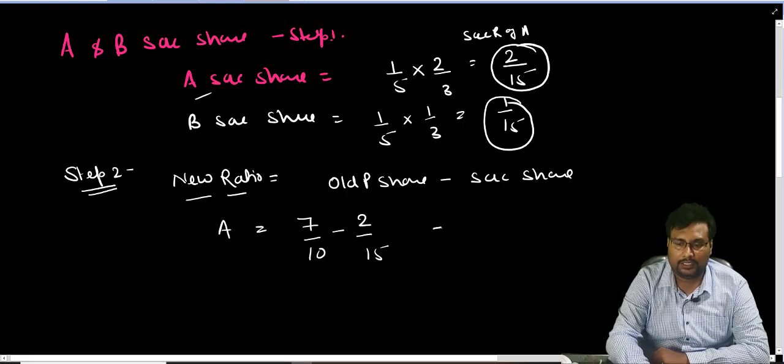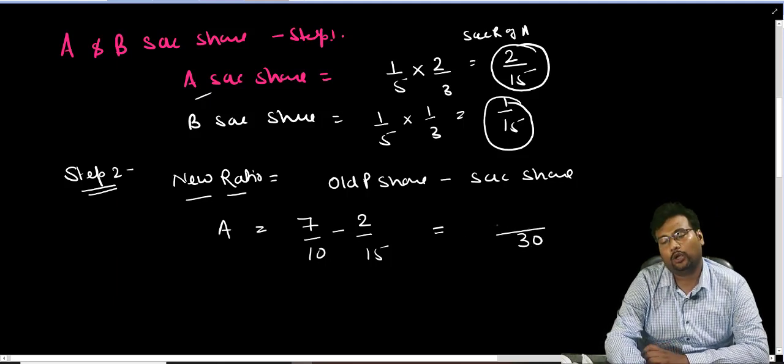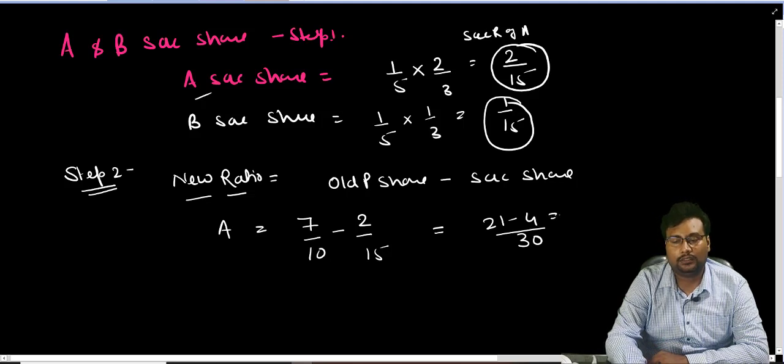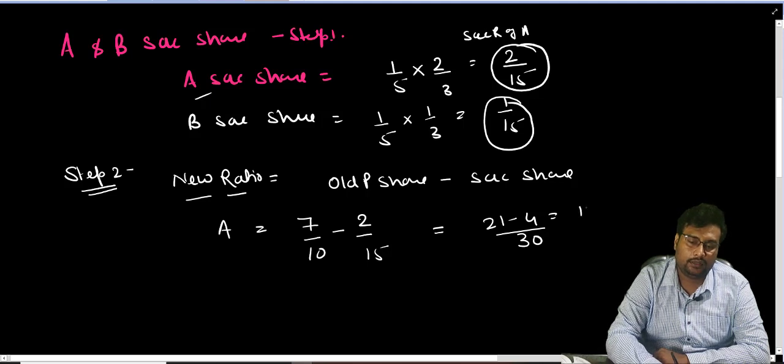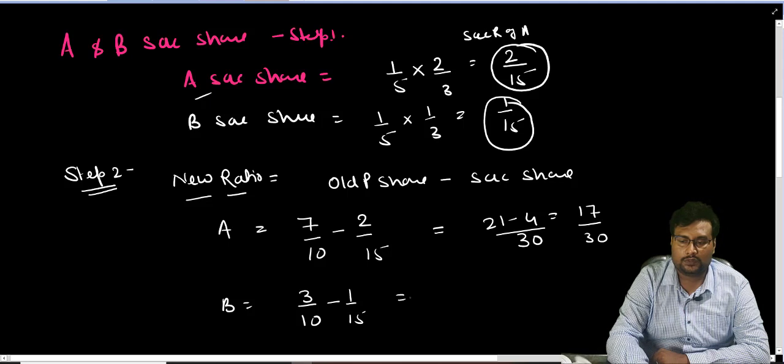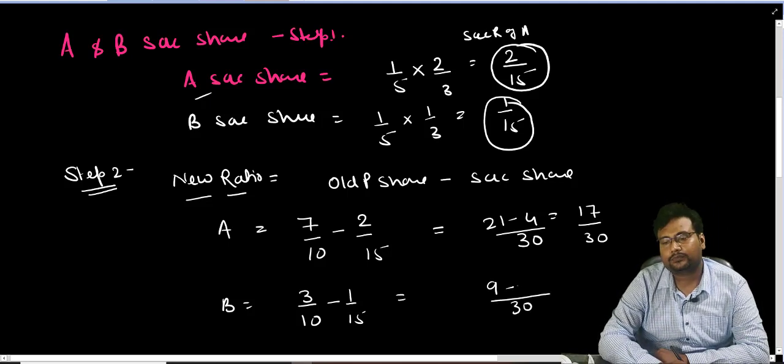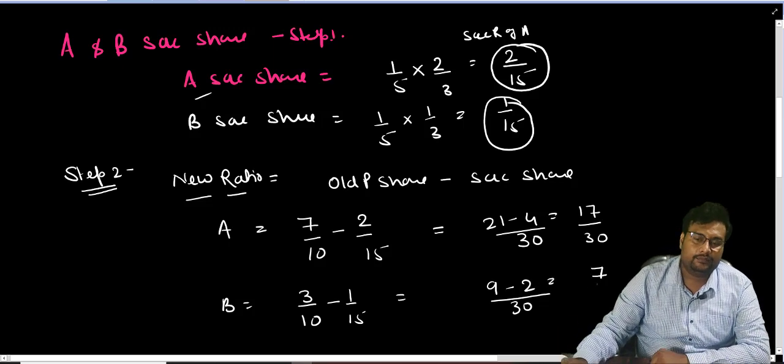Okay, so LCM will be what beta? 30. 10 3s are 21 minus 15 2s are 4, and it will be 21 minus 4. How much? 17 by 30. B will be 3 by 10 minus 1 by 15. So LCM will be 30. 10 3s are 9 minus 2 is equal to 7 by 30. Okay.